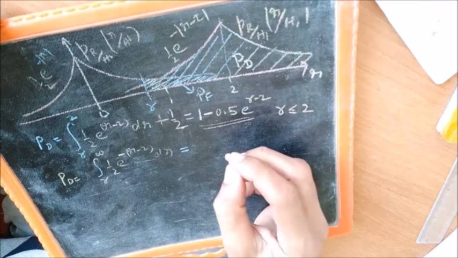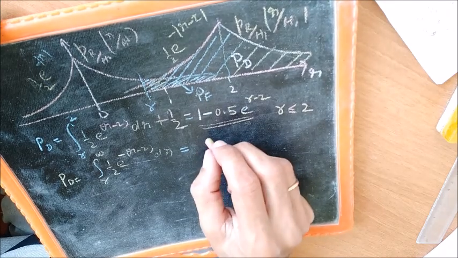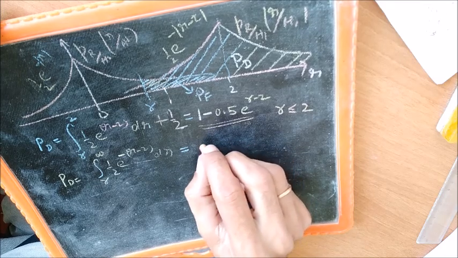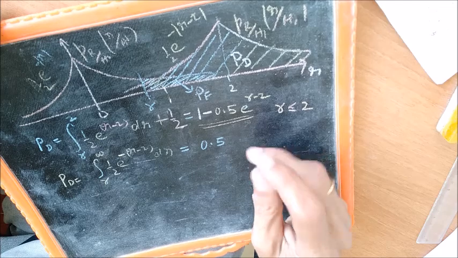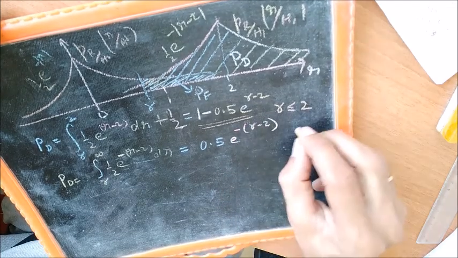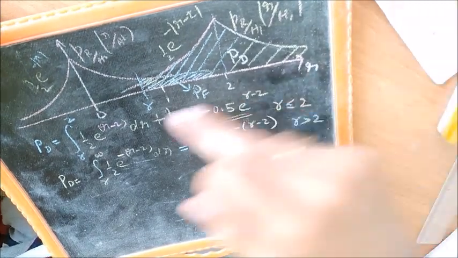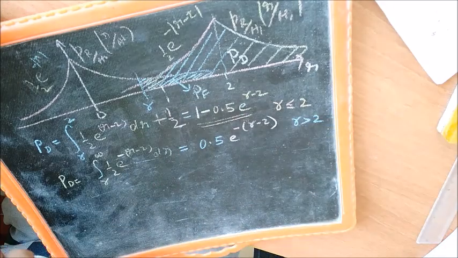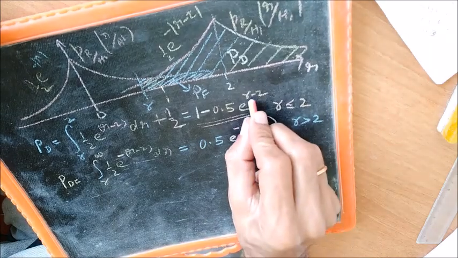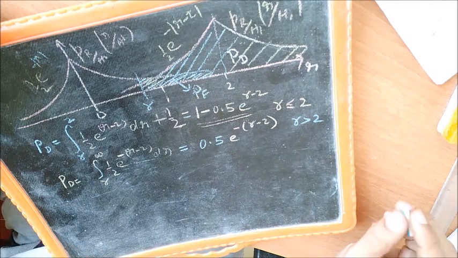And this will be equal to, again I will not perform the integration, you can verify it, and in case you get a different answer, you can contact me. So this will be 0.5 e power minus (gamma minus 2). So this is for gamma greater than 2. For gamma less than or equal to 2, which means from gamma equal to minus infinity to 2, a different expression is valid. You can verify if gamma is equal to minus infinity, the probability of detection becomes 1, as it should. We had discussed this when we discussed ROC.